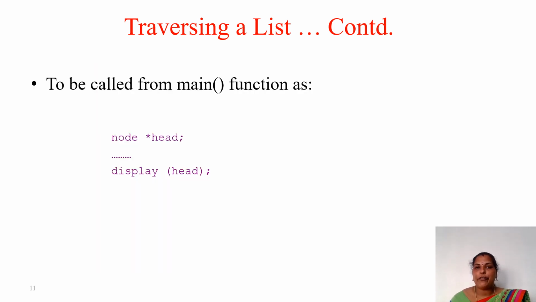And how we call this function in the main function: display of head. Because this function does not return anything, as we have given void display, there is no need to assign this function to some other name. Here we simply call it to display the linked list.